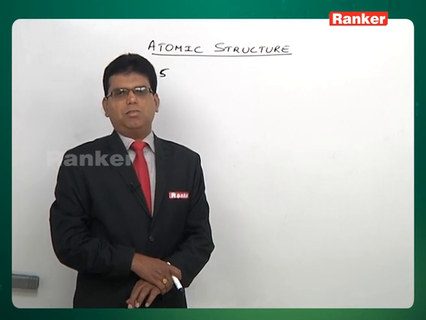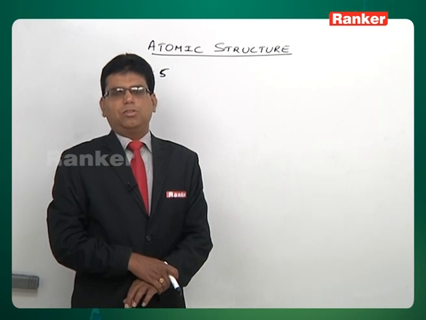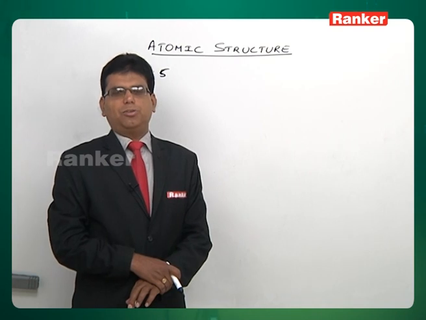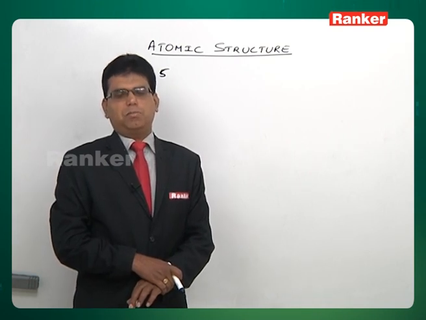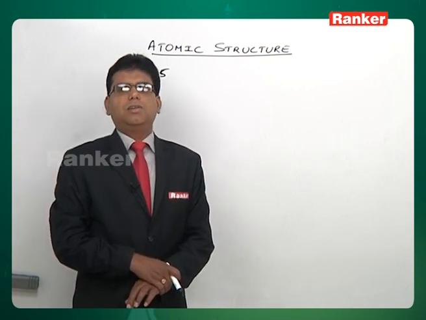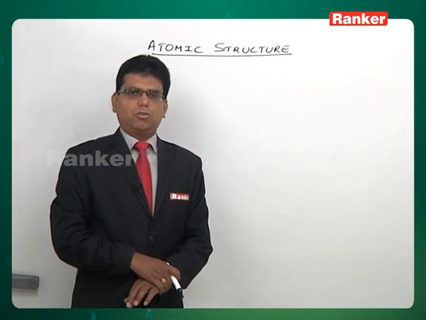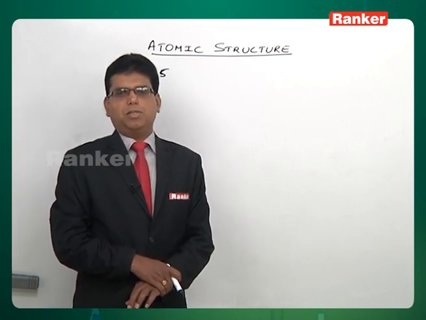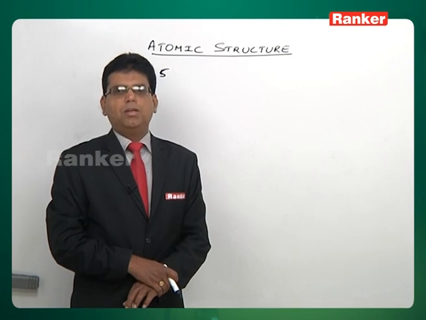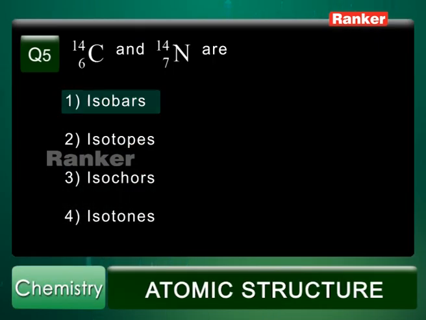Here the mass number is the same for both, it is 14. The atomic number is different, 6 and 7. So these are said to be isobars. Isobars are nuclei having the same mass number and different atomic number, whereas isotopes are nuclei having the same atomic number but different mass number. So the correct answer is isobars, that is option 1.